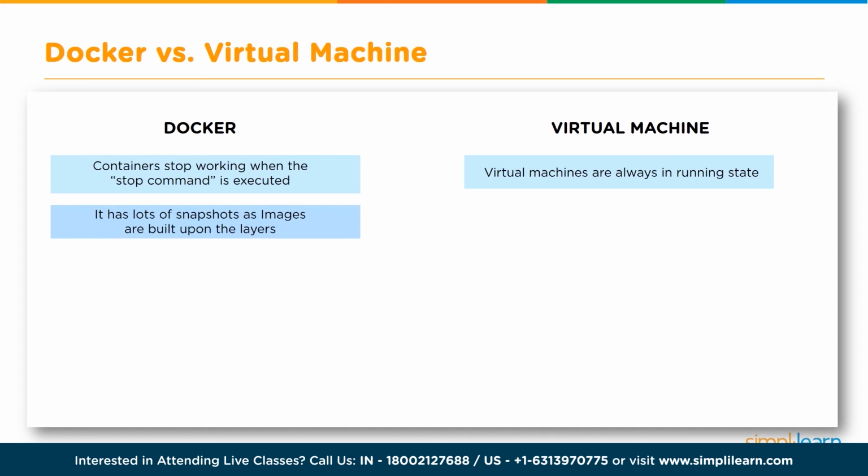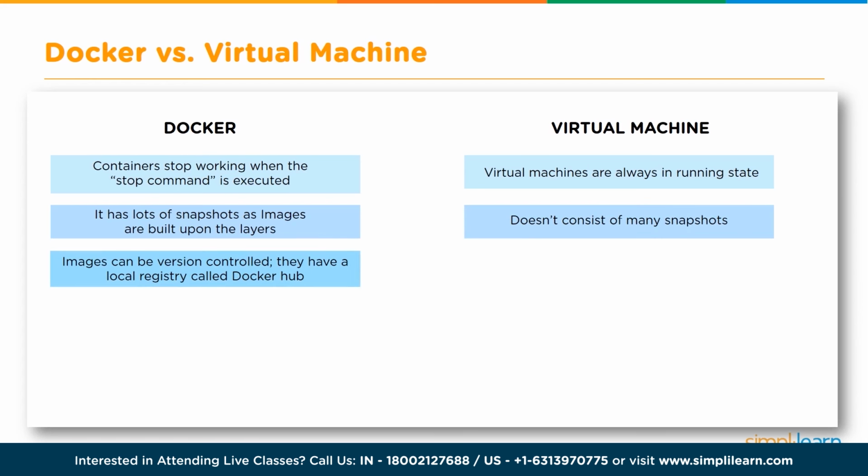Docker has a lot of snapshots. A snapshot is an image that you can upload on a private repository to access it on another host. But virtual machines do not consist of any snapshots. In Docker, images can be version controlled just like Git. They have a registry called Docker Hub where users store and distribute container images. On the other hand, a virtual machine does not have a central hub. They are not version controlled.